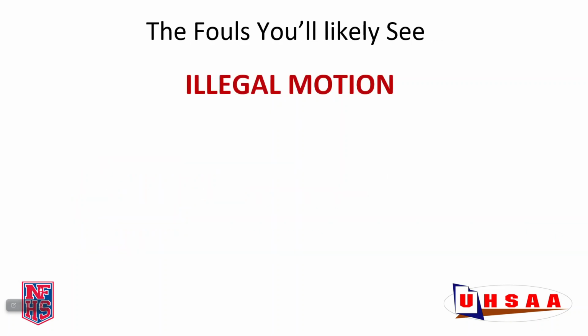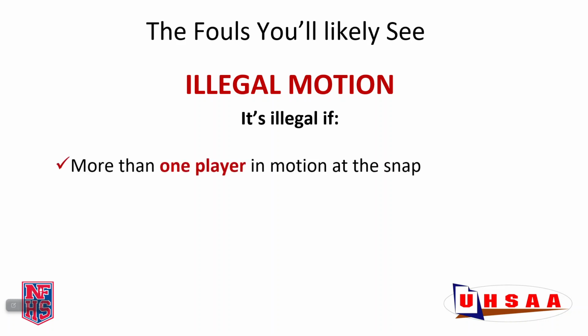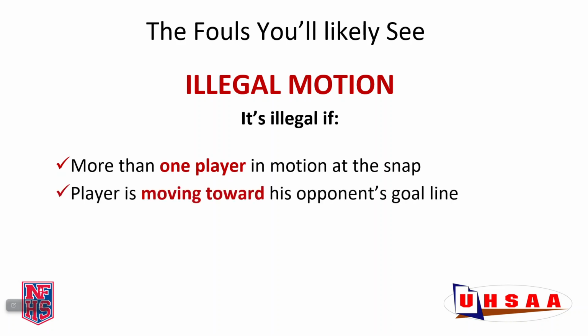Now, it's illegal motion if you see these things occur. There's more than one player in motion at the snap. Or if that player is moving toward his opponent's goal line, in other words, he turns and moves up toward the line of scrimmage prior to the snap.